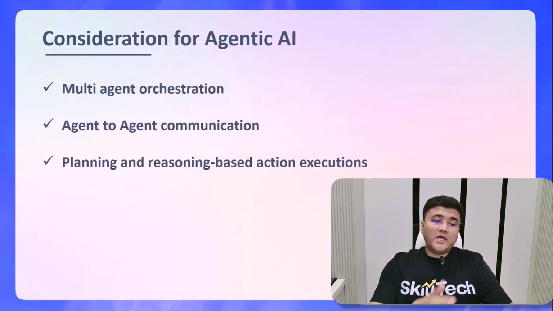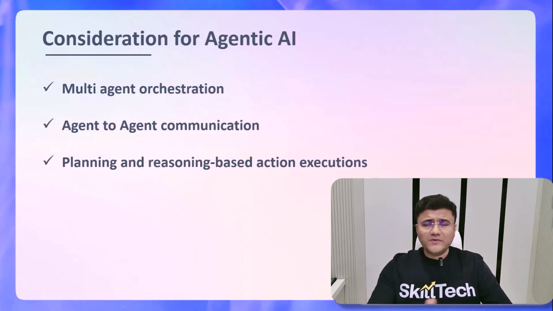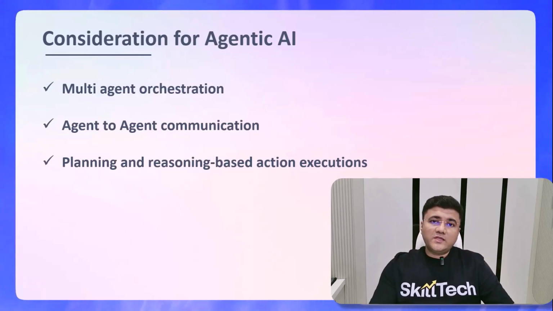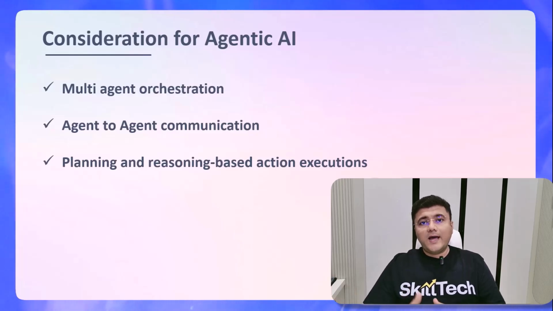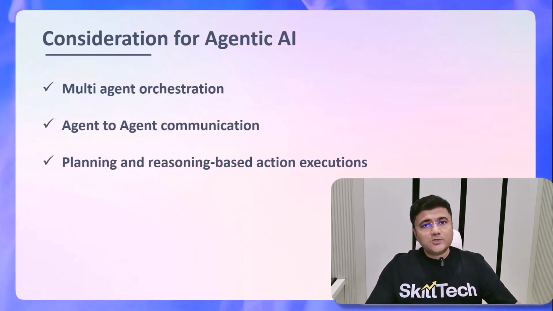Also, you need to focus on agent-to-agent communication. And you also need to focus on planning and reasoning-based action execution. Because whenever you're executing, most of the time it's not going to be a sequential execution, neither is it always going to be parallel. You have to understand how these agents are going to coordinate in such a way that, based on the reasoning, they can execute the tasks so that you can achieve the final goal. Now, the same thing is actually happening.